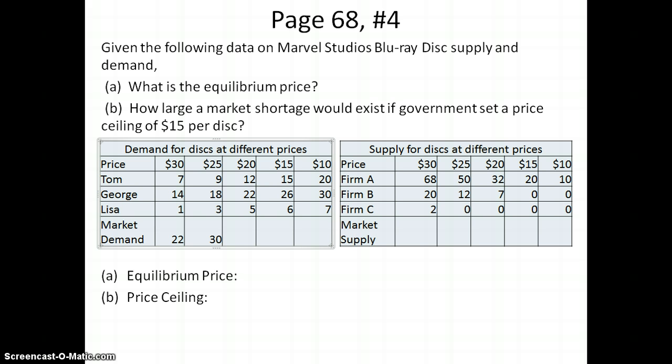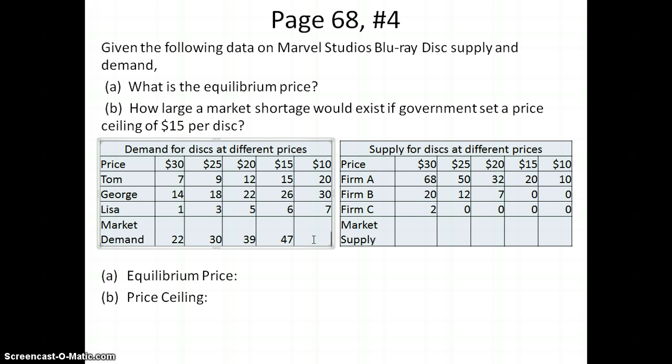It's always good. Then when the price falls further to $20, Tom now wants 12, George wants 22, and Lisa wants 5. So we add those 3 numbers up together, and we get that there are a total of 39 movies wanted. When the price falls even further to $15, we see that now Tom wants 15 movies, George 26, and Lisa would like 6. So we add those 3 numbers again, and we get a total of 47 movies desired.